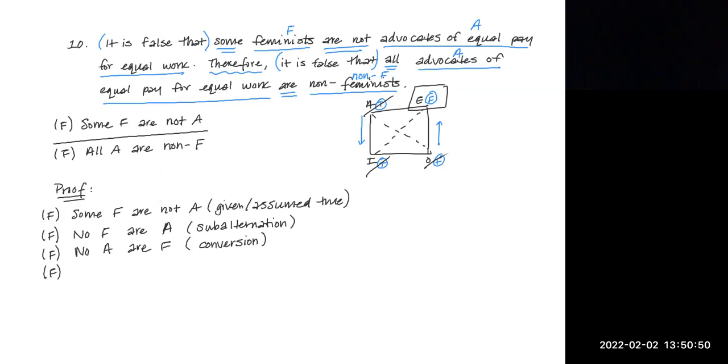So if I then use obversion, it changes the "no" to "all." It replaces the predicate term only with its term complement, so F to non-F, and it leaves the subject term alone. Now, do these look the same? Does my work look the same as the conclusion? Yes, it is false that all A are non-F, absolutely.